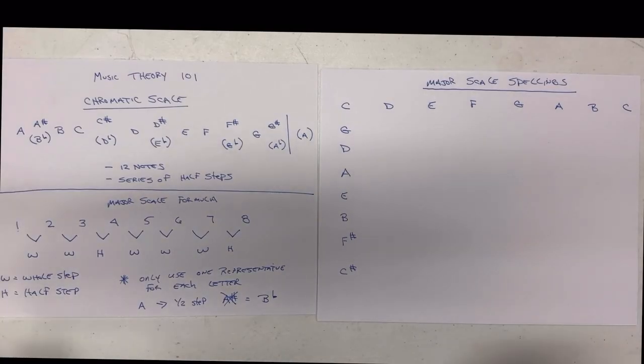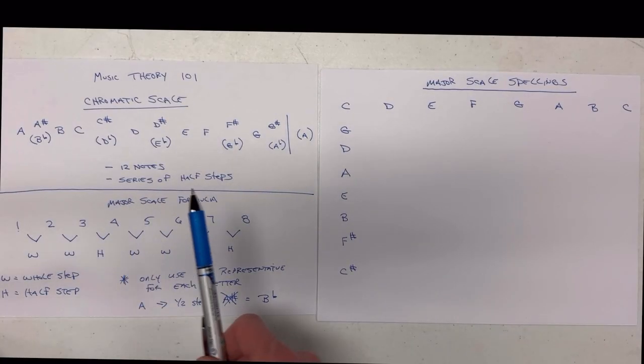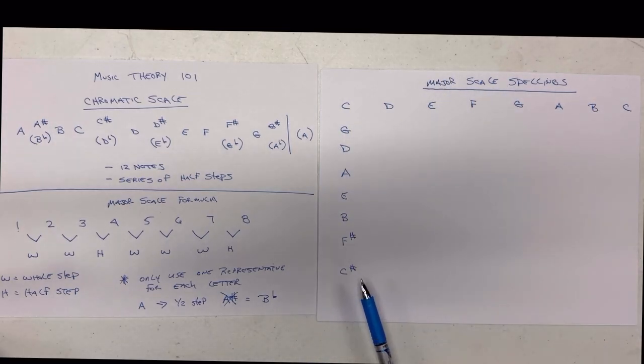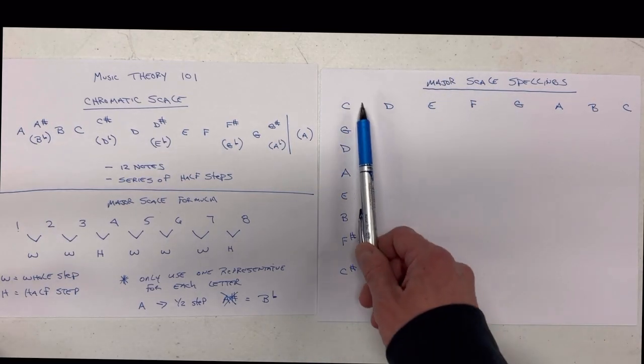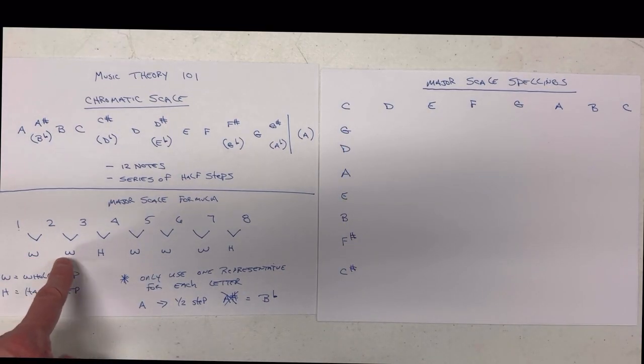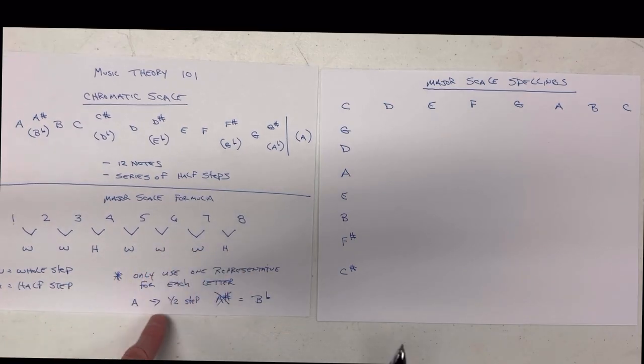Okay, here's the next lesson in our music theory series. We're going to be talking about the major scale spellings today, just on this side right here. This is going to be starting out with the C major scale, and we're going to be using this formula that we talked about in the last lesson, where we go whole, whole, half, whole, whole, whole, half. Each of those are steps.